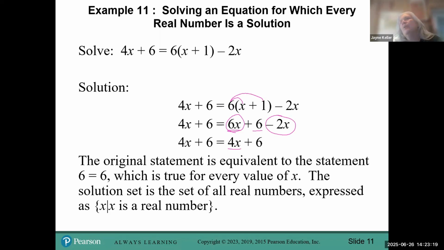And notice what we have here. We have 4x plus 6 equals 4x plus 6. Well, that's always true. It doesn't matter what value you pick for x. You can plug in any value of x that you like. 3,152,813. Doesn't matter, any value. This is always true. And because we used those properties, we know that these two equations are equivalent. So whatever makes this equation true makes this equation true. So that means this is also always true.